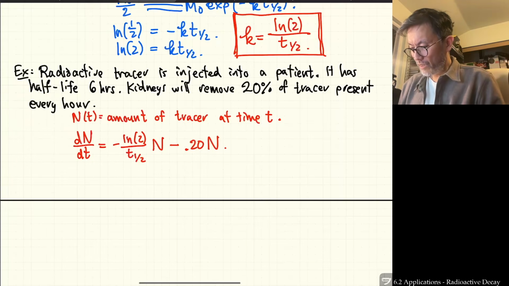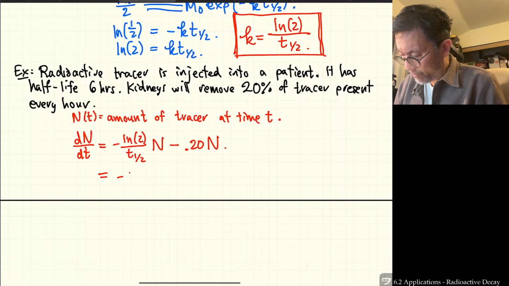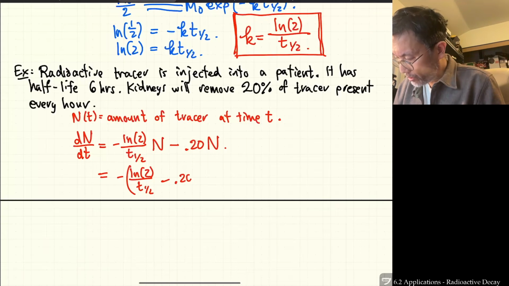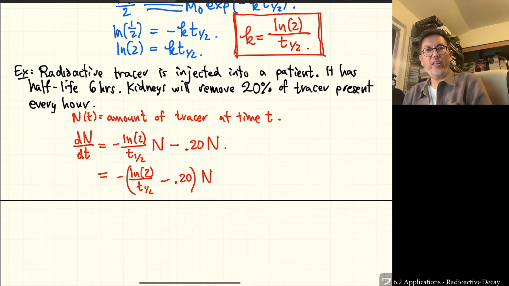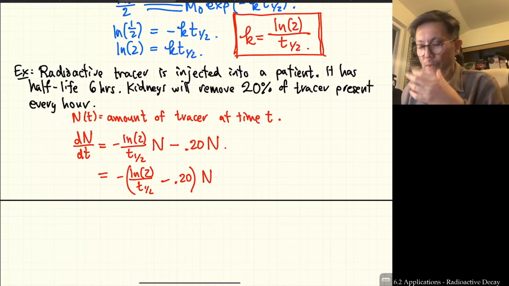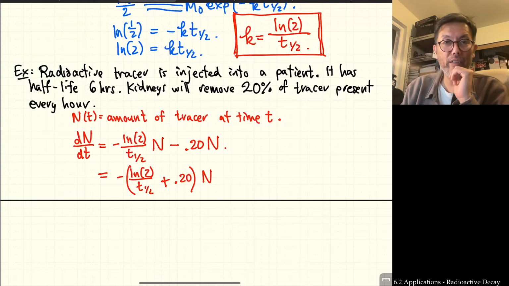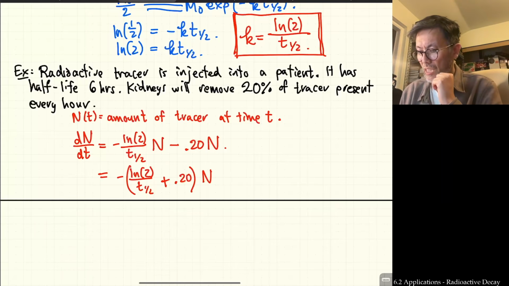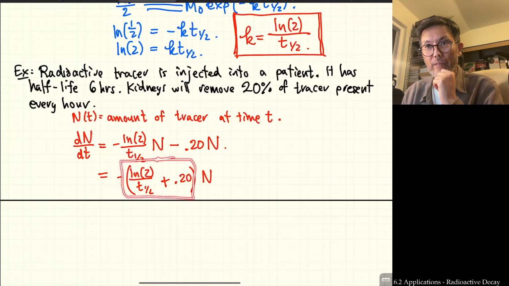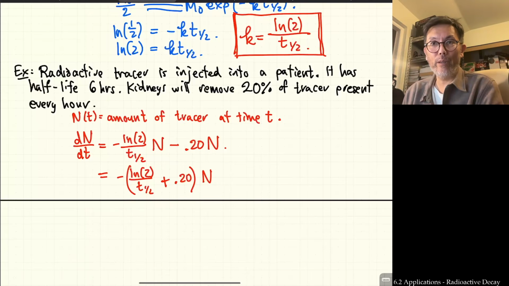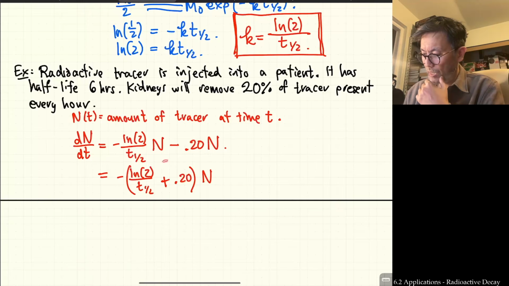Okay, but this is easily written as negative log 2 over the half-life, minus 0.20, whole thing times N. All I've done is factored out the N, right? I should put a plus sign here, of course, because I factored out the negative sign as well. The thing that I want to emphasize, though, is that this is what's playing the role of our k in this problem. This is still an exponential decay problem, but this is what's playing the role of k.